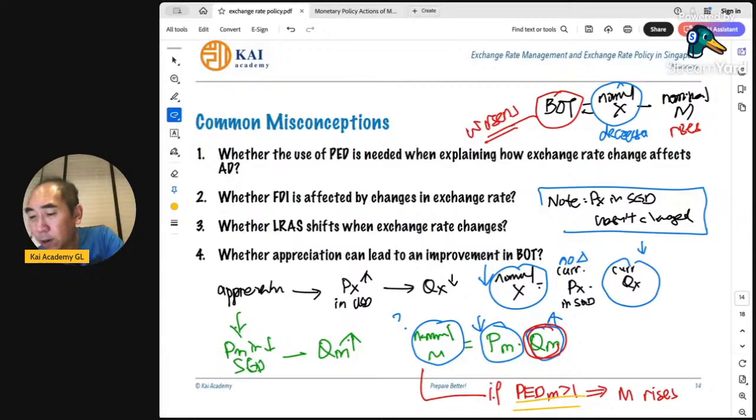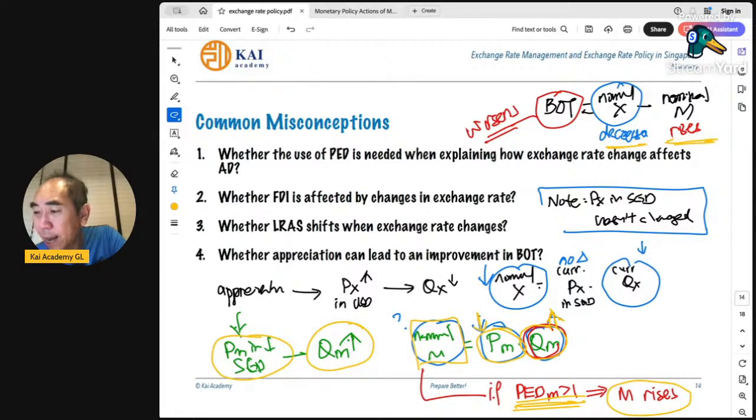So when you appreciate the Sing dollar, the imports become cheaper. Singaporeans buy more imports, so QM rises. So nominal M, whether it rises or falls, depends on the extent to which the rise in QM is able to offset the fall in PM. So earlier we said if we assume PEPM is greater than 1, then the rise in QM is more than proportional to the fall in PM, hence M rises. So when M rises and X falls, then X minus M will surely worsen. This is how you explain how the appreciation will lead to a worsening of the balance of trade. Okay, sorry, I just noticed it was blocking.